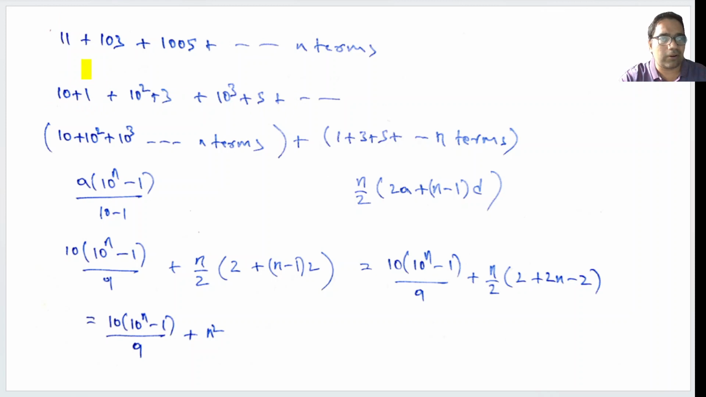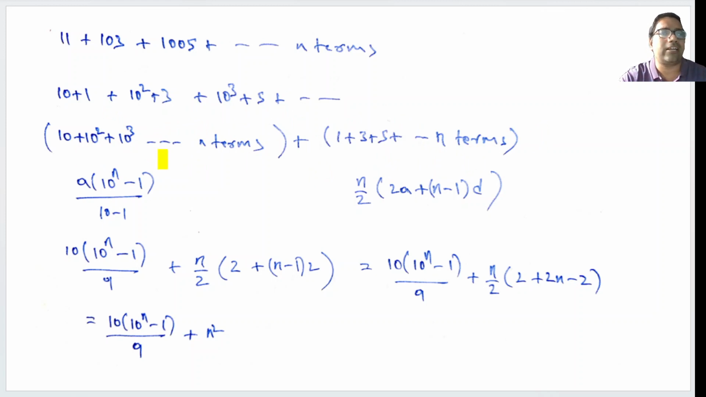Now, let us group all the geometric series terms on one side and all the arithmetic series terms on the other side. 10, 10 square, 10 cube up to n terms. Because if there are total n terms, then this also will be n terms and this also will be n terms. 1, 3, 5, 7, 9, whatever will be n terms.